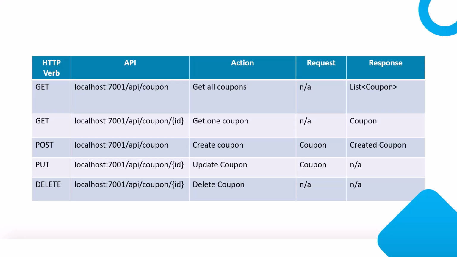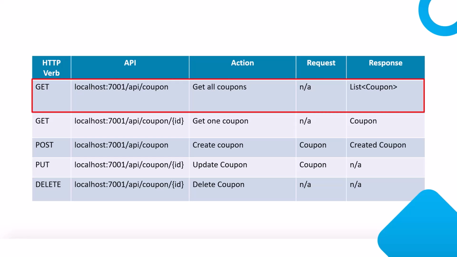But we want an API endpoint. If someone calls that, it should retrieve all the coupons and send it back. Now this is more like a read request. Because of that, the HTTP verb will be GET, and then we have the API path. Localhost 7001, whatever your domain is, that's okay. But after that, let's assume we are giving that a route of API and then coupon.